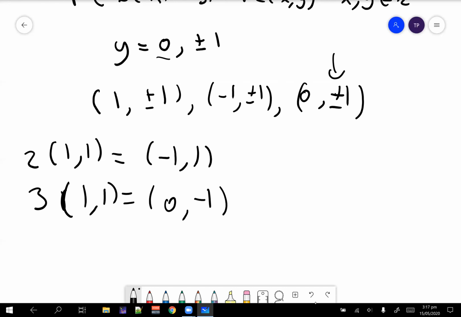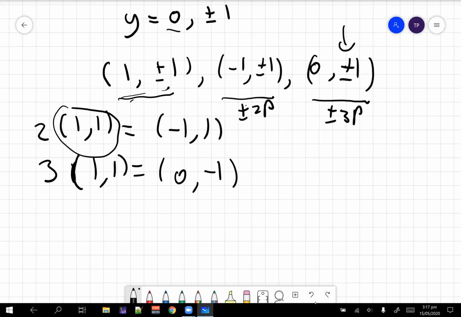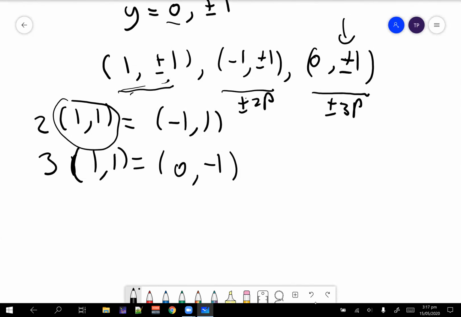And so that means 1, 1 gives us its inverse. It gives us this point and its inverse, and it also gives us this point and its inverse. So say this 1, 1 is P, then this would be P, negative P. This would be plus or minus 2P here, and this is plus or minus 3P. So that means we only need to show whether P, our original point 1, 1, has finite order or infinite order.